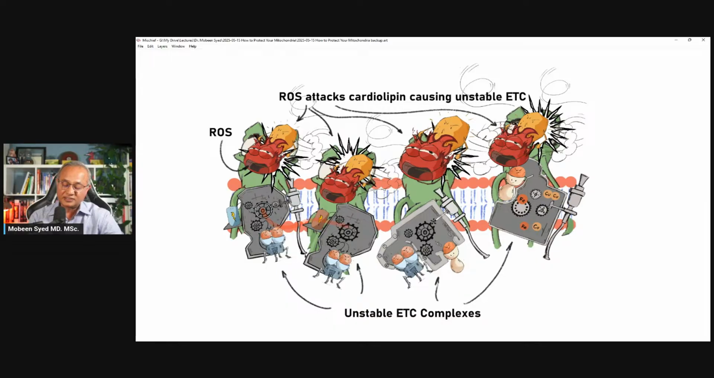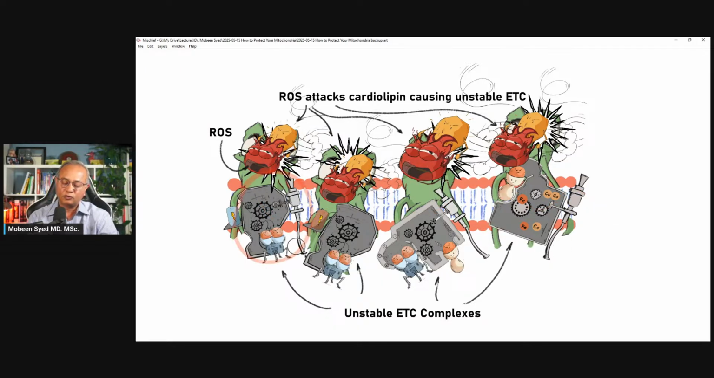How did it start falling apart? Because the reactive oxygen species attacked the cardiolipins. The result of that is that the electron transport chain becomes unstable. It is not clustered correctly, and more reactive oxygen species start leaking from this damaged complex. Why? Because the electrons cannot transfer correctly from one complex to another.